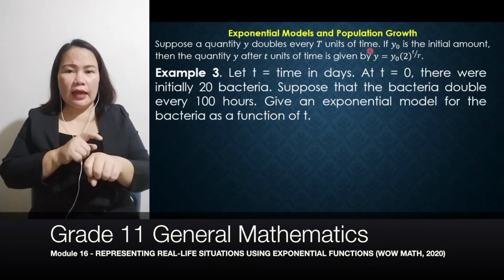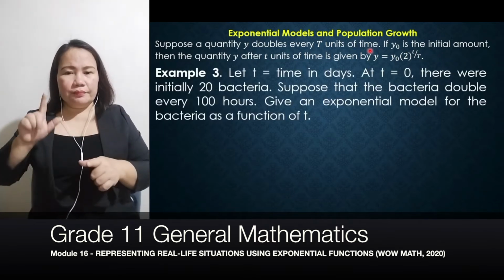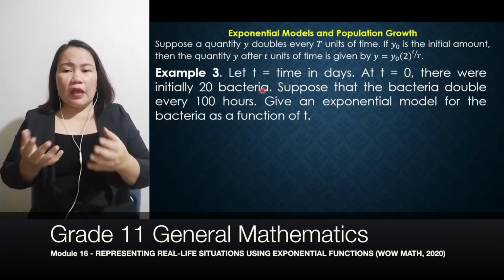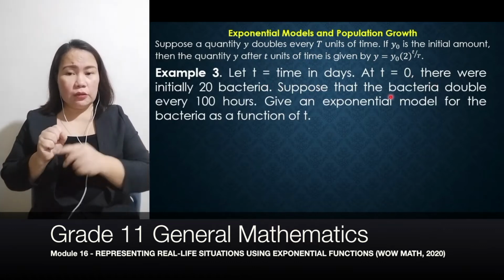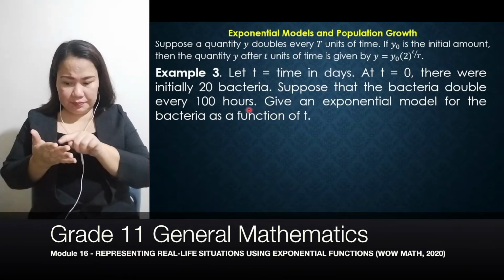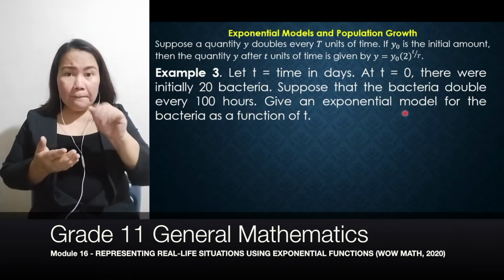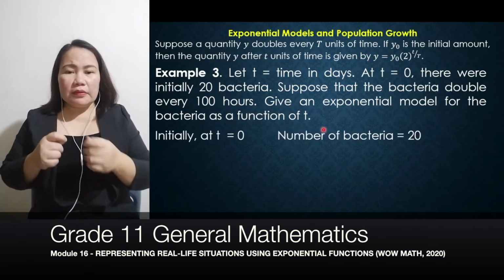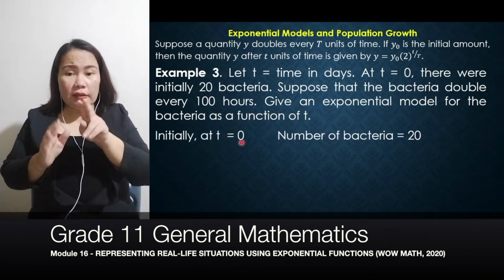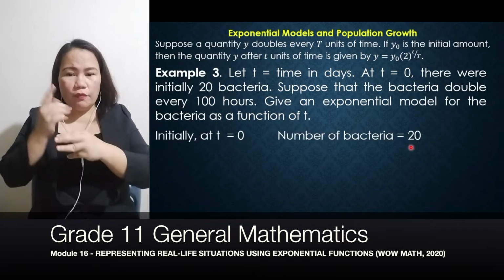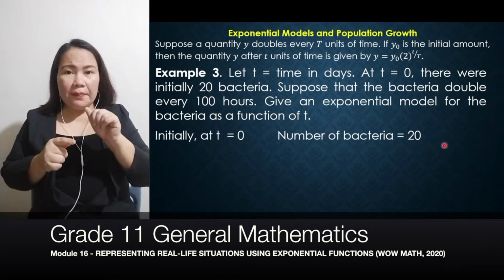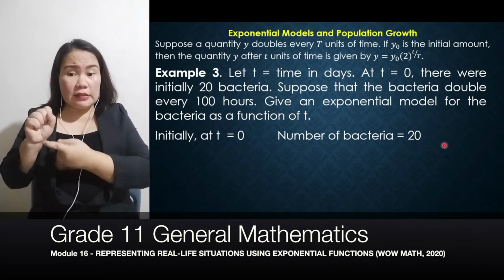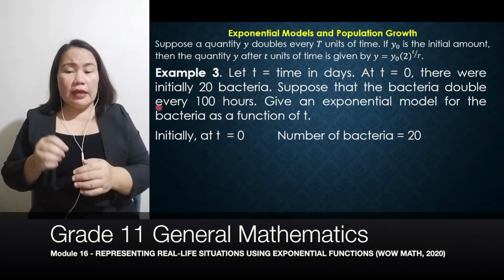For example, let t is equal to time in days and at t is equal to 0, there were initially 20 bacteria. Suppose that the bacteria double every 100 hours. Give an exponential model for the bacteria as a function of t. Initially, at t is equal to 0, so the number of bacteria is 20. At the start, so yung number ng bacteria is 20, and then magdo-double siya o dodoble siya in every 100 hours.